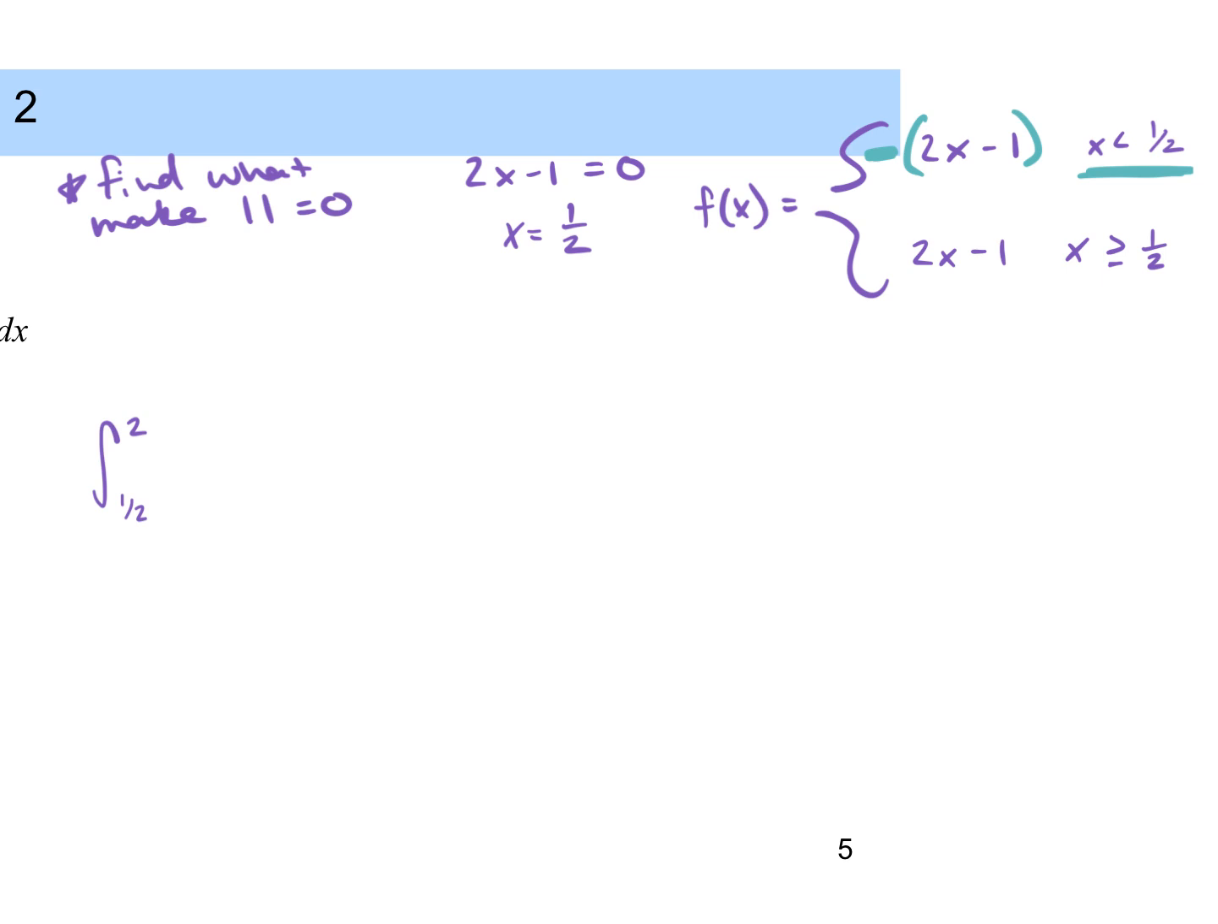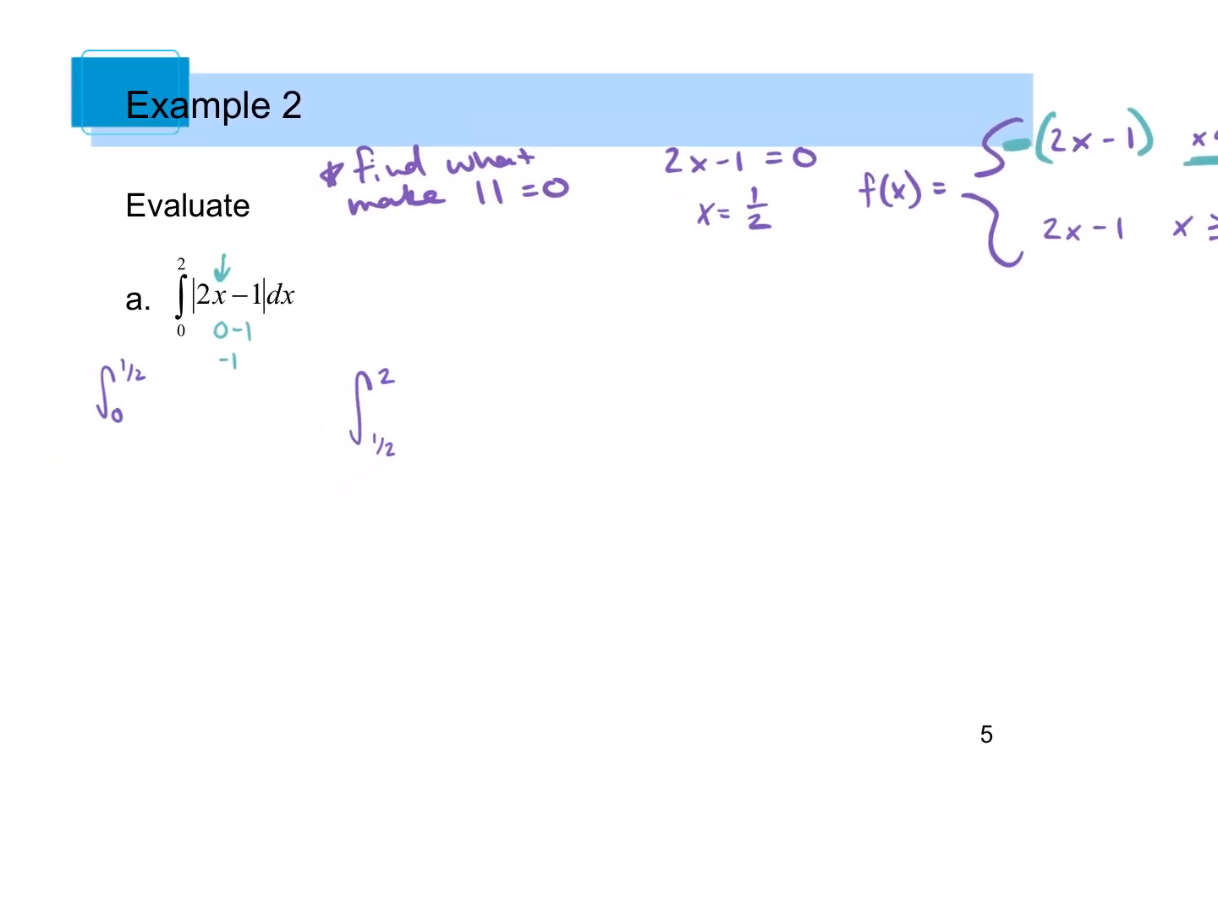If I plugged in a number greater than 1/2, let's say I plugged in 1, 1 times 2 would be 2, minus 1 would be 1. The absolute value, nothing happens to it. So I don't have to change anything to that part of my function. It's just where your sign changes, so the negative part of it. So that's why we find where it equals 0. Because the negative part, we want to multiply by a negative. The positive part, we leave it the same.